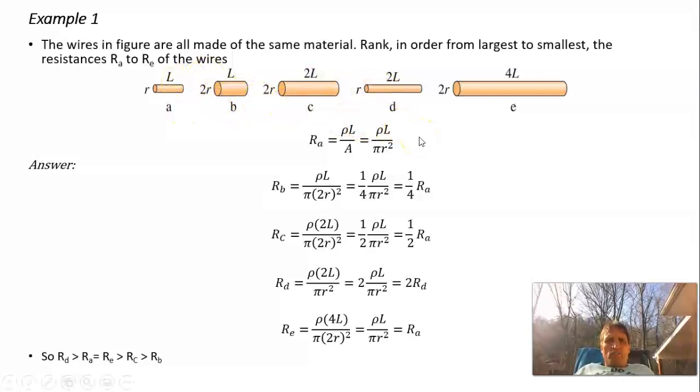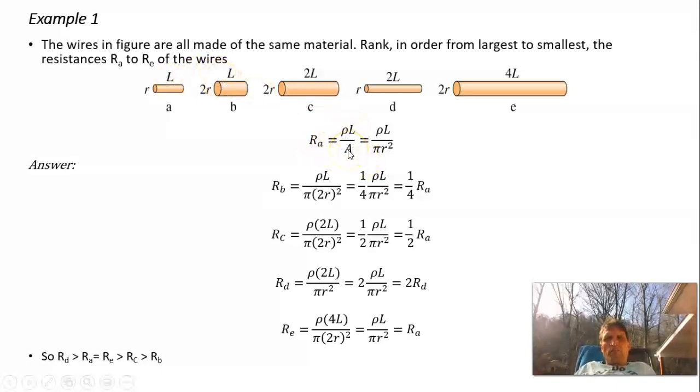And so what we want to do is we want to rank the resistance of these wires from highest to lowest. Okay, so what we need to do is we need to find a mathematical equation which relates resistance to the wire dimensions and to the resistivity. And that's just the resistance is equal to the resistivity times the length divided by the area. And the area, since the cross section is a circle, is just pi r squared.